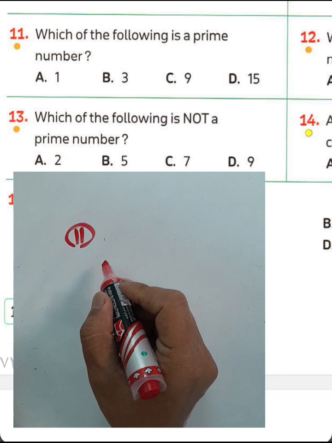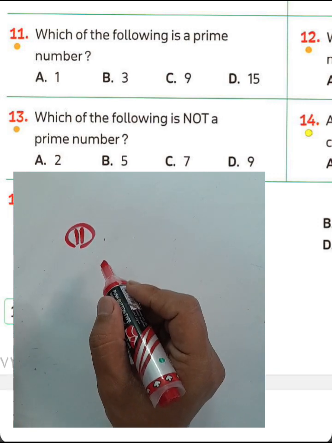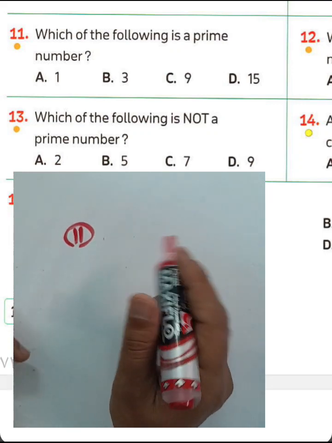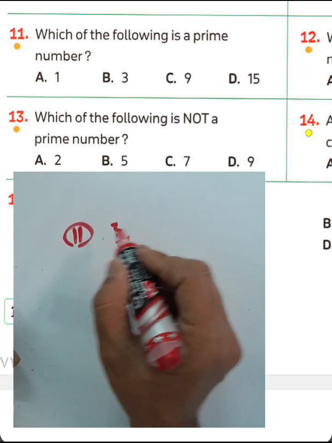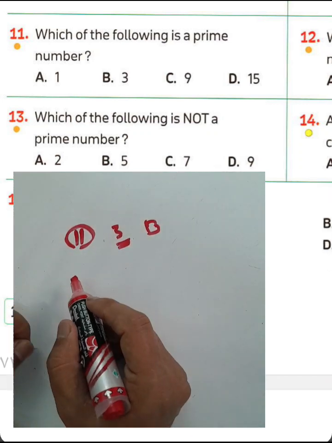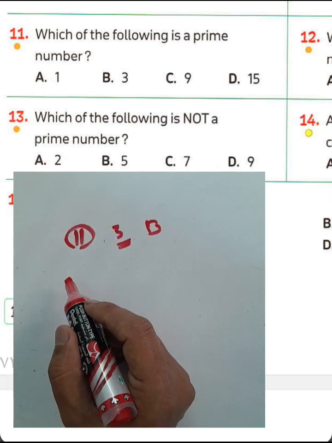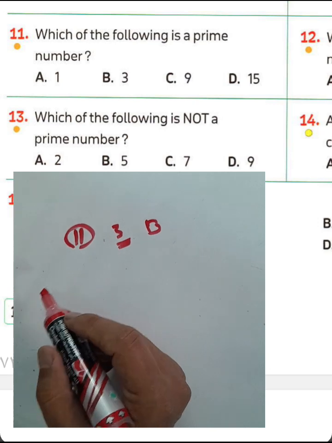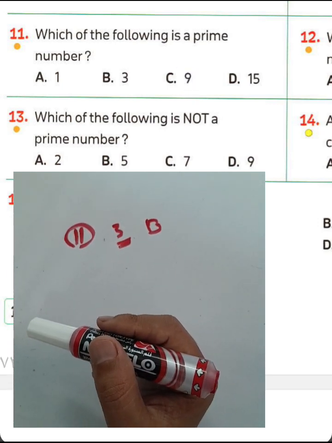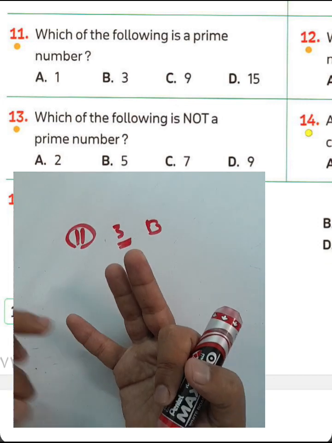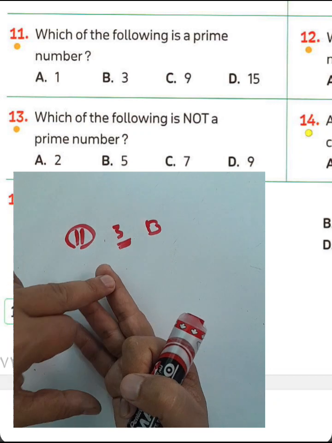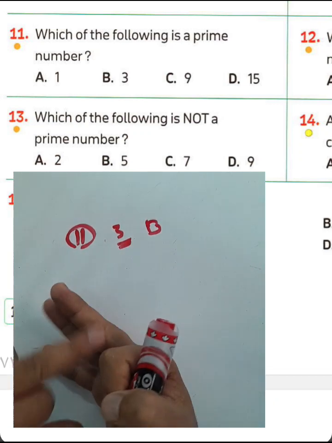The prime number has only two factors, it can be divided by itself and one only, such as 2, 3, 5, 7. So the result here will be 3. Choose letter B. 1 is not a prime number, because 1 can be divided by itself only. 9 is not a prime number, because 9 can be divided by 9, by 1, and by 3. So 9 has 3 factors.